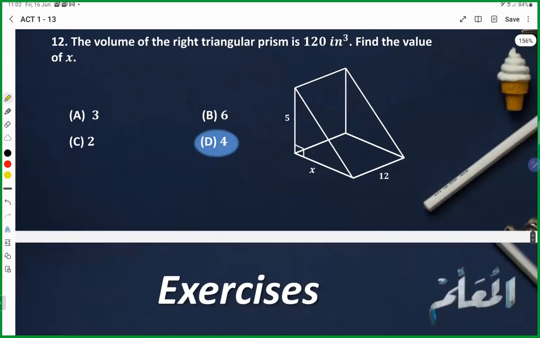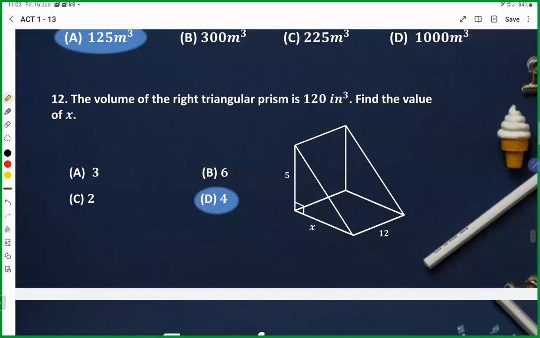The volume of the right triangular prism is 120 cubed. Find the value of x. So easy, which means volume is equal to base area times height. Volume is 120. What's the base area? Half times 5 times x, times 12. Solving this, x is going to be 4. So for 3D solids, you just need to remember the rules.